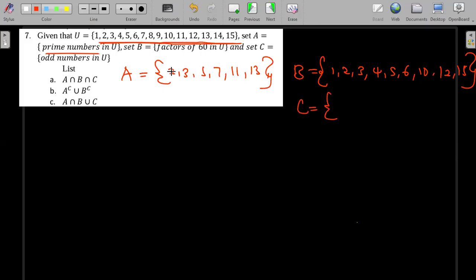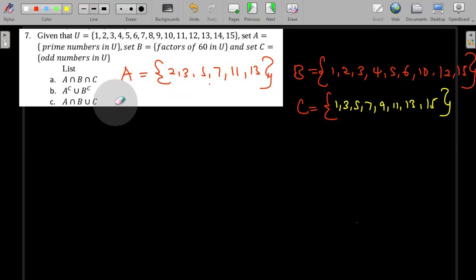And then C, we are told odd numbers. So odd numbers that are in that set. These are numbers that always have a remainder of 1. So we'll start at 1, 3, 5, 7, 9, 11. What else do we have? We have 13 and then 15. So these are odd numbers; when you divide them by 2, you're going to remain with a remainder 1. Now we have listed all our sets, so we can answer the questions here.